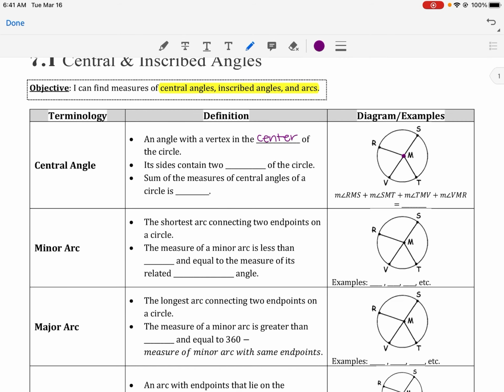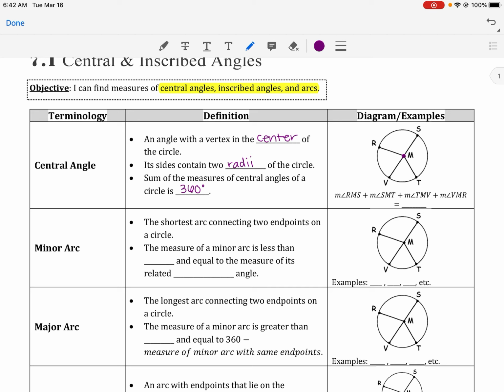Its sides contain two radii, so two of the radius of the circle. And the sum of the measures of the central angles of the circle, so if we add all the central angles of a circle, we should always get 360 degrees in a circle.